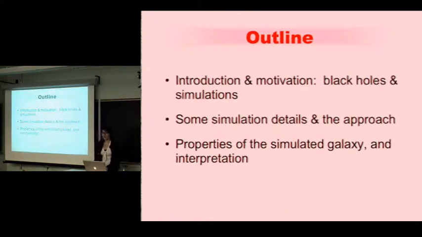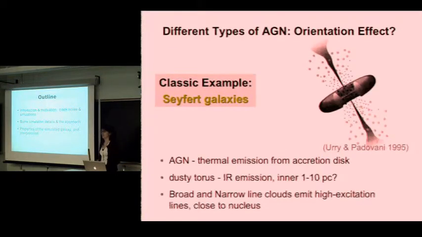I'll start out by explaining why you might want to use cosmological simulations to study supermassive black hole growth and where this fits into the picture of galaxy evolution. I'll describe the details of the simulation that we use and what our approach is, how we get the resolution that we get. And then I'll give some results, the properties of the simulated galaxy and some of our interpretation of what we find.